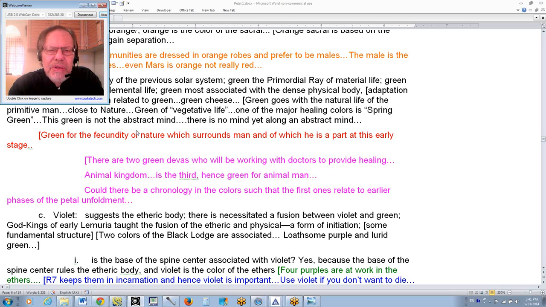So interesting that two colors of the Black Lodge are here associated. I mean, they call it loathsome purple, lurid green and loathsome purple. But that's not the same as green and purple. But the attack of the Black Lodge, I suppose, did not really happen until early Atlantean days. But those may have been times when the first petal was unfolding.